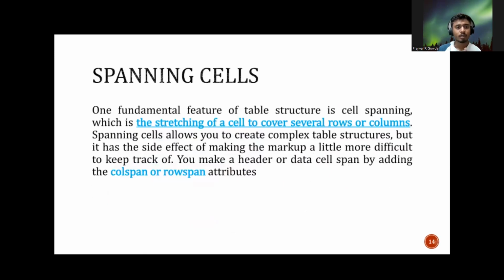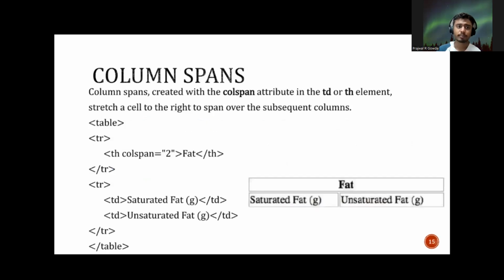Spanning cells. One fundamental feature of table structure is cell spanning, which is the stretching of a cell to cover several rows or columns. Spanning cells allow us to create complex table structures, but it has the side effect of making the markup a little more difficult to keep track of. You make a header or data cell span by adding the colspan or rowspan attributes. Colspan is created with the colspan attribute in the TD or TH element. It stretches a cell to the right to span over the subsequent columns.